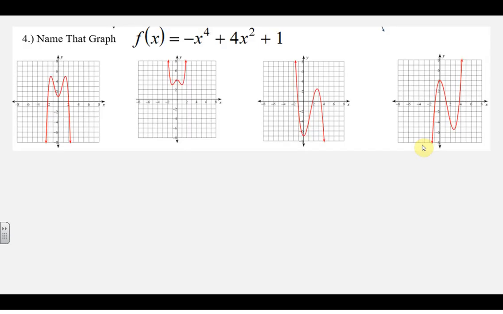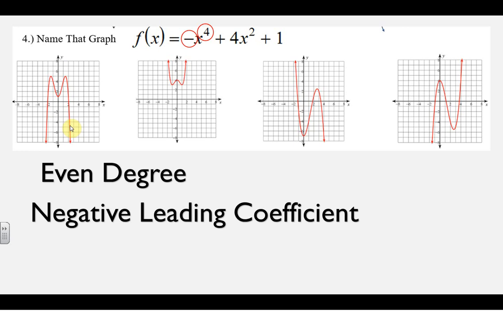If we look at this, name that graph. I see that it should be ending down and going in the same direction, so I only have one choice. We looked at the degree first. That's my winner, without even using a graphing calculator. Yes, you can use one, but we're trying to get you to connect with polynomials like you've never connected before. So in conclusion: even, same direction; odd, different direction.